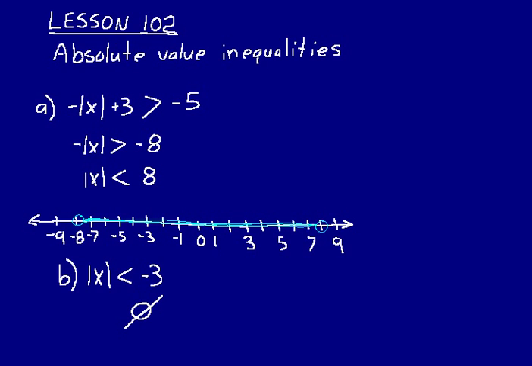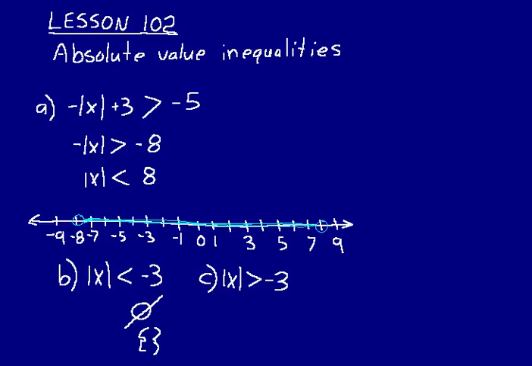And usually what we do is just say a 0 with a slash through it, or you could write just braces for a set like that. No numbers in between the braces. Now try this one. Practice problem C. Absolute value of x is greater than -3.